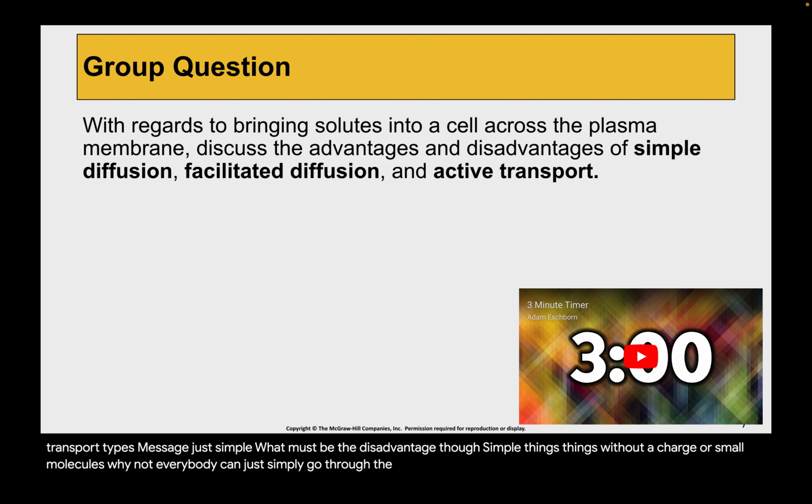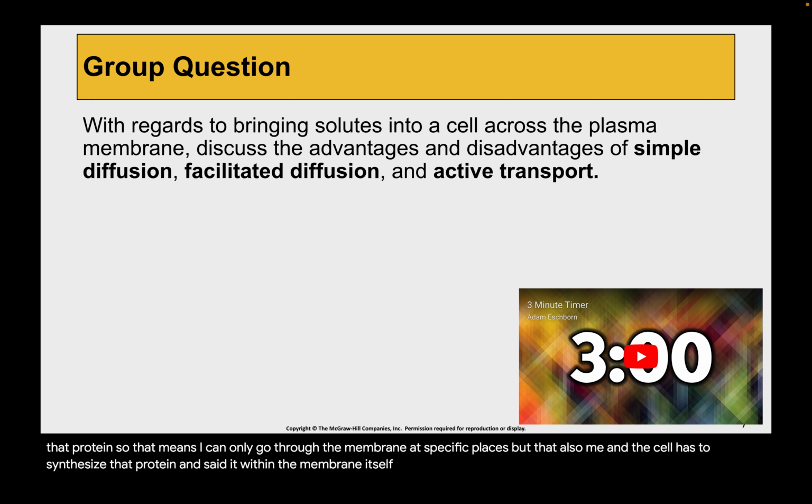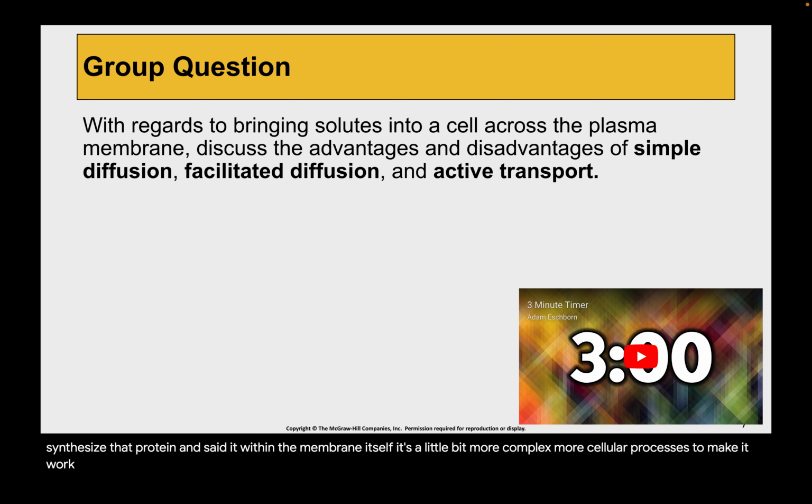What about facilitated diffusion? What's the advantage there? Yeah, again, there's no energy needed. That's a huge advantage. What's a disadvantage, though? You need that protein, so that means it can only go through the membrane at specific places, but that also means the cell has to synthesize that protein and embed it within the membrane itself. It's a little bit more complex, right? It takes some more cellular processes to make it work.